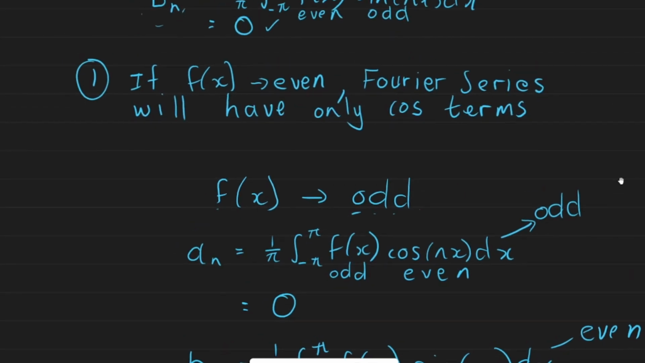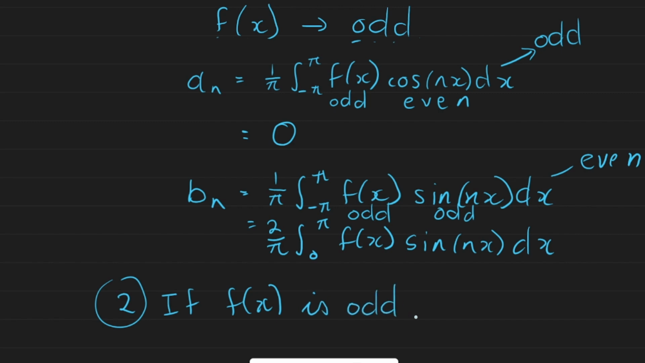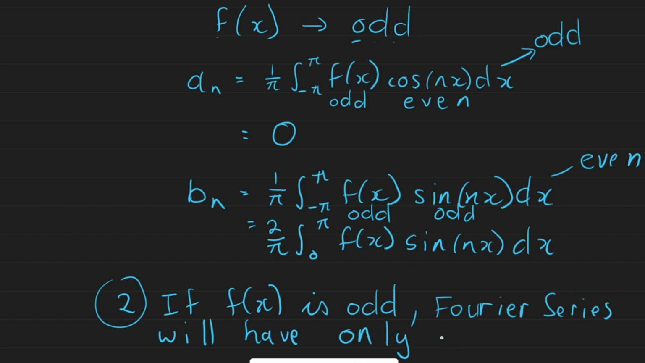So the first fact that we had seen was that if f of x is even, then the Fourier series will have only cos terms. So the second fact that we want to write here is that if f of x is odd, then it means that the Fourier series will have only sine terms.